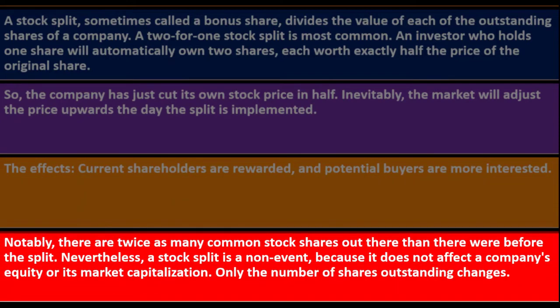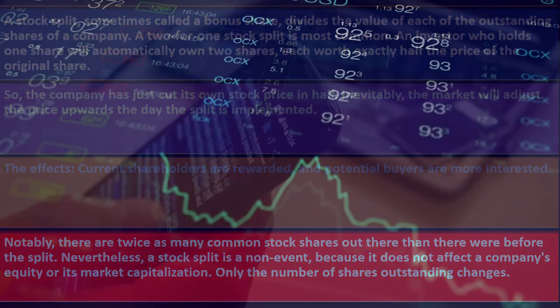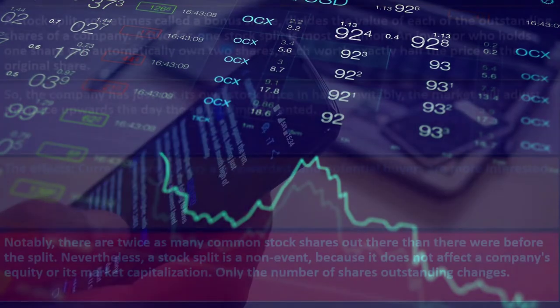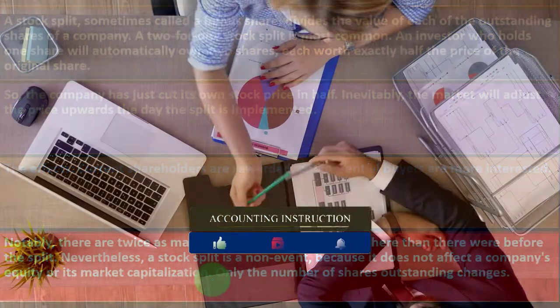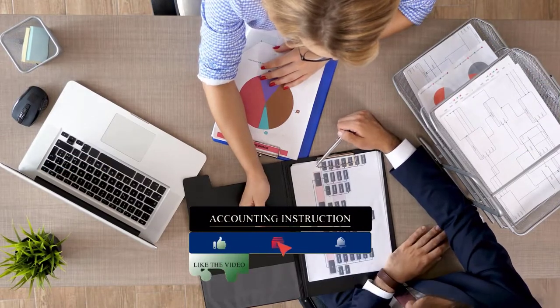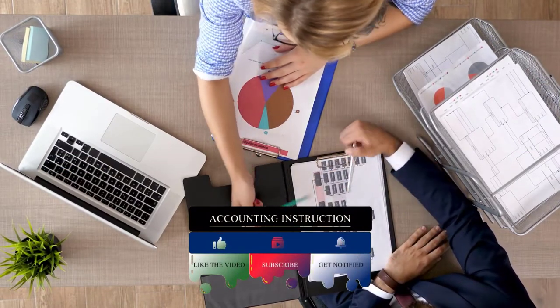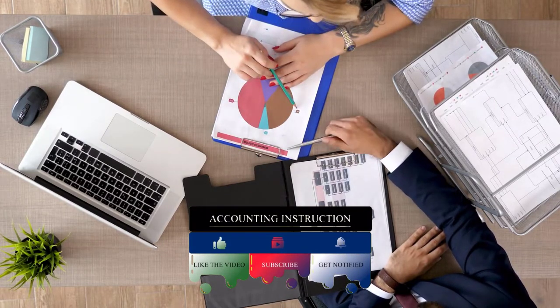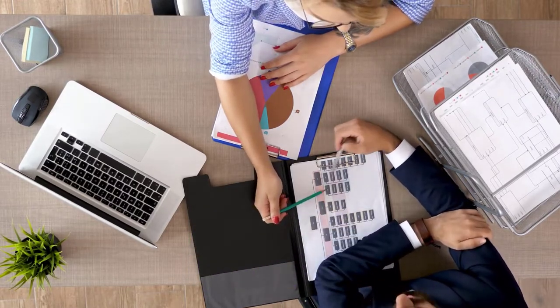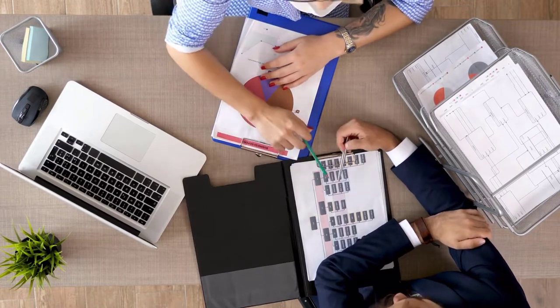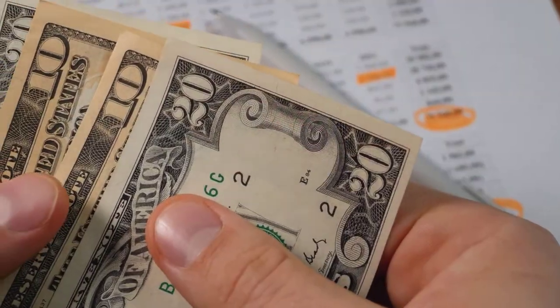So notably, there are twice as many common shares out there than there were before the split. So clearly you have twice as many because they split all the stocks. Nevertheless, a stock split is a non-event because it does not affect the company's equity or its market capitalization. In other words, normally if they issue the stock, that's one way for them to generate capital. They issue the stock in order to get money from people, and that's going to increase the equity, assets minus liabilities. In this case, you've got twice as much stock out there, but they didn't issue the stock. They just had a stock split. So there's no impact, say, on the cash that is involved or anything like that.